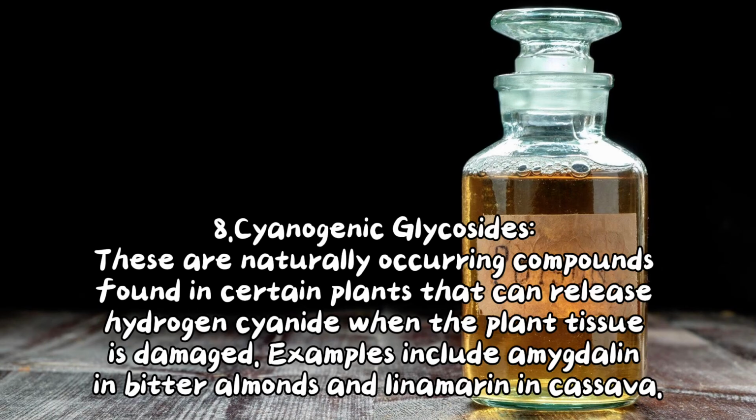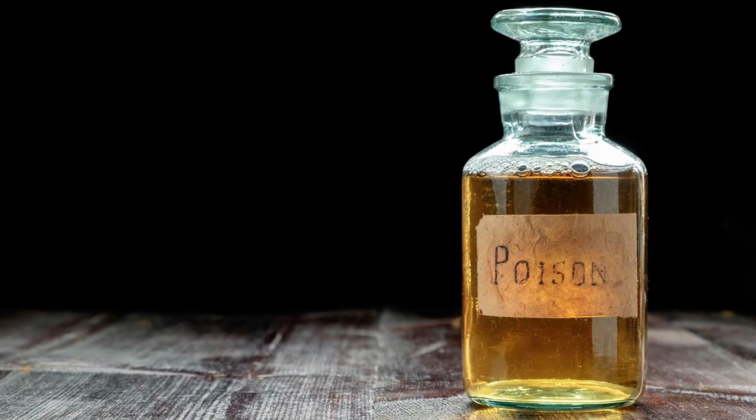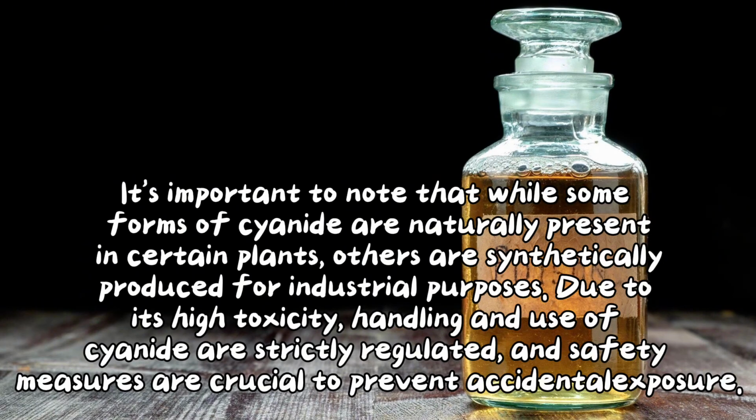8. Cyanogenic glycosides. These are naturally occurring compounds found in certain plants that can release hydrogen cyanide when the plant tissue is damaged. Examples include amygdalin in bitter almonds and linamarin in cassava. It's important to note that while some forms of cyanide are naturally present in certain plants, others are synthetically produced for industrial purposes. Due to its high toxicity, handling and use of cyanide are strictly regulated, and safety measures are crucial to prevent accidental exposure.